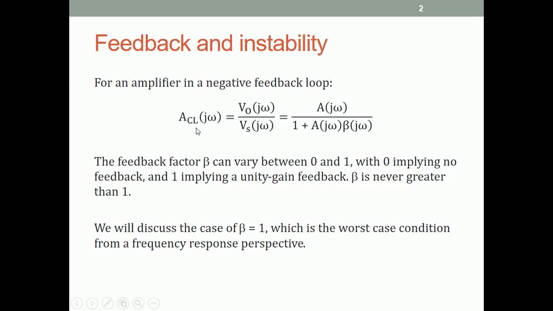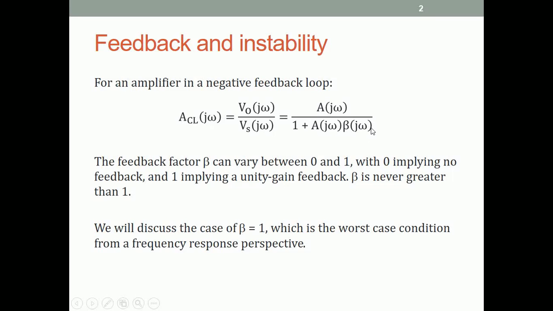So ACL is the closed loop gain and A is the open loop gain. And you know that the feedback factor varies between 0 and 1. 0 indicates, of course, no feedback, an open loop system, and 1 implies a unity gain feedback. Beta is never greater than 1 because for high gain amplifiers, 1 over beta is the closed loop gain, and you want the closed loop gain to be at least 1. You don't want it to be less than 1.